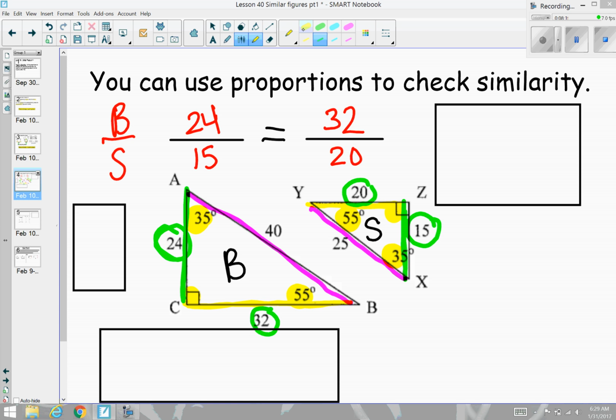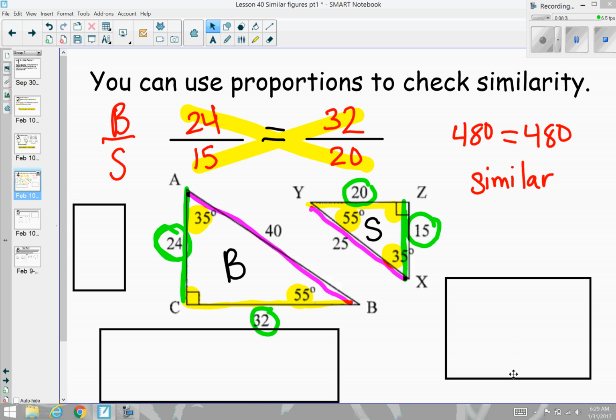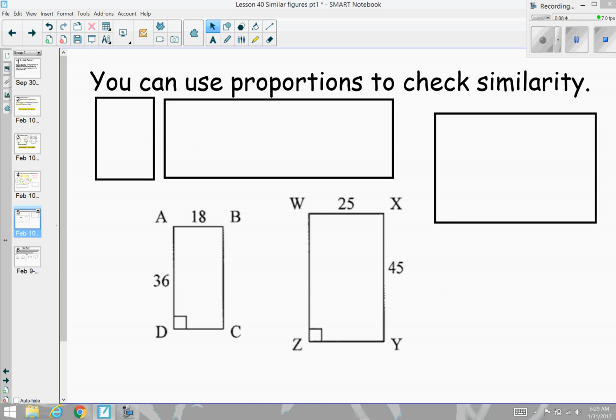So go ahead and cross multiply that side, and multiply that side, and see what you get, and see if they're similar or not to each other. When you did that, you should have gotten that they are both 480, and that would make them similar to each other. Excellent. Let's do another example.